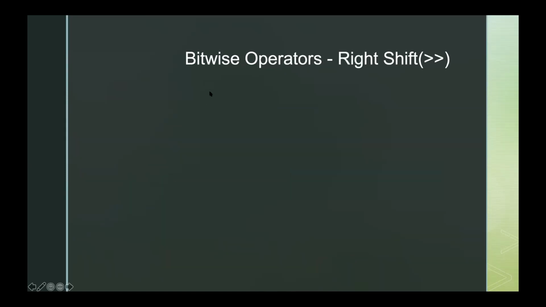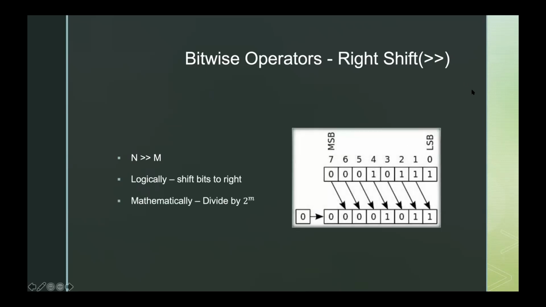All right. Now, the next one is the bitwise right shift operator. The right shift operator does the same work as the left shift operator, except that it moves the bits towards the right hand side. On the right hand side, you can see that this number is being shifted towards the right by 1 bit, and a 0 is being prepended at the beginning of this number. What this operator is doing is simply dividing the number by 2 to the power m.